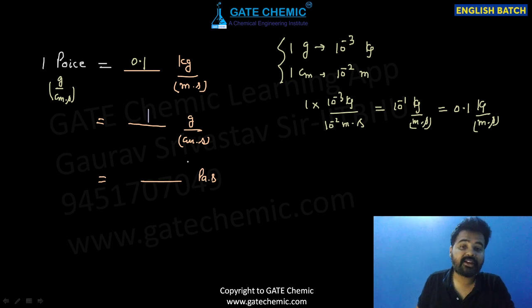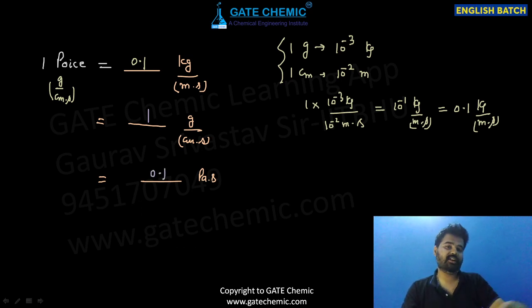And now these two are the same. It's the same, one and the same. And Pascal second is also an MKS or SI unit, so it will remain the same, 0.1. I hope each and every student is crystal clear.